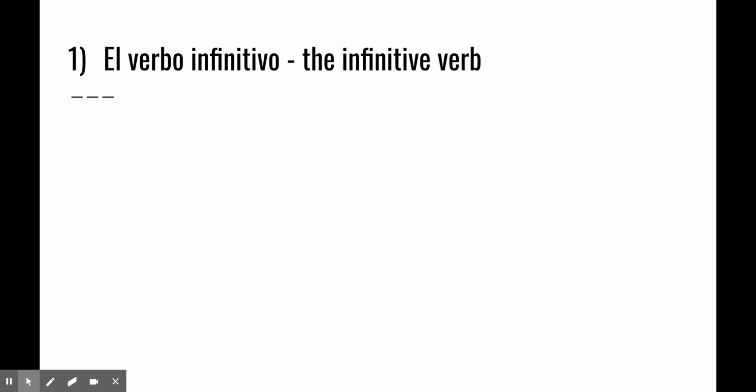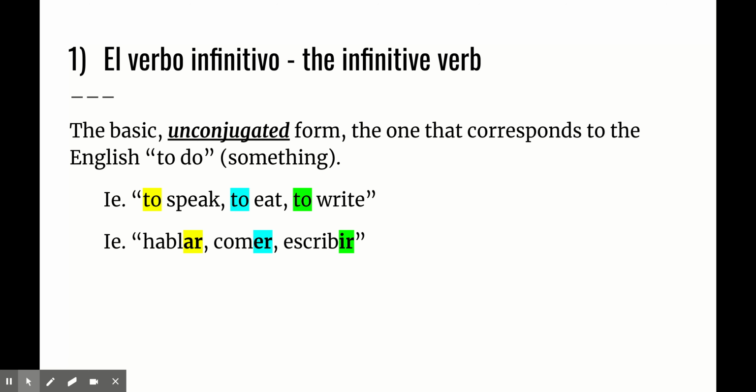Here we go. Número uno, el infinitivo. Okay, the infinitive verb. You're like, infinitive, like infinity, like a big number? No, not that. It's a little different, but keep it in mind. Basically, an infinitive verb is the unconjugated form. Woo, long word, I know. We're going to practice that a lot, so don't worry. It is the one that corresponds to the English "to do something."